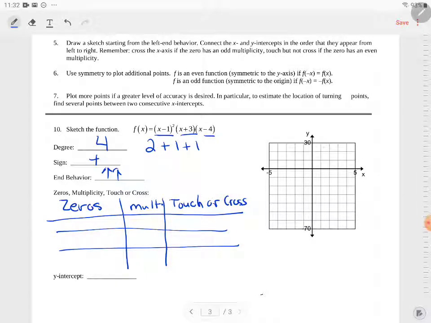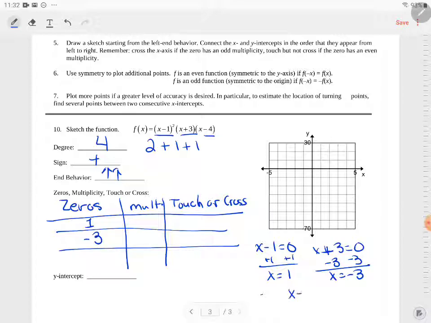Okay, so how do I find my zeros? So x minus 1 equals 0. So I'm going to add 1. So x equals 1. We have x plus 3 equals 0. So I'm going to subtract 3 from both sides. x equals negative 3. And you have x minus 4. Please notice if you have the x terms, x plus or minus, that your answers are opposite. So that would give us x is 4. So you could just look at it and say, the opposite of subtracting 1 is 1. Opposite of a plus 3 is a minus 3. Opposite of a minus 4 is 4.